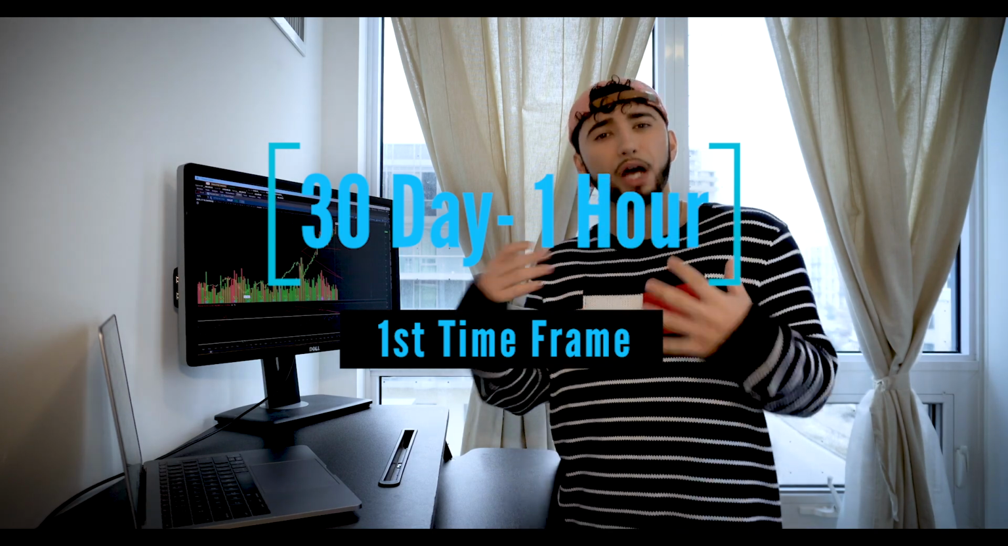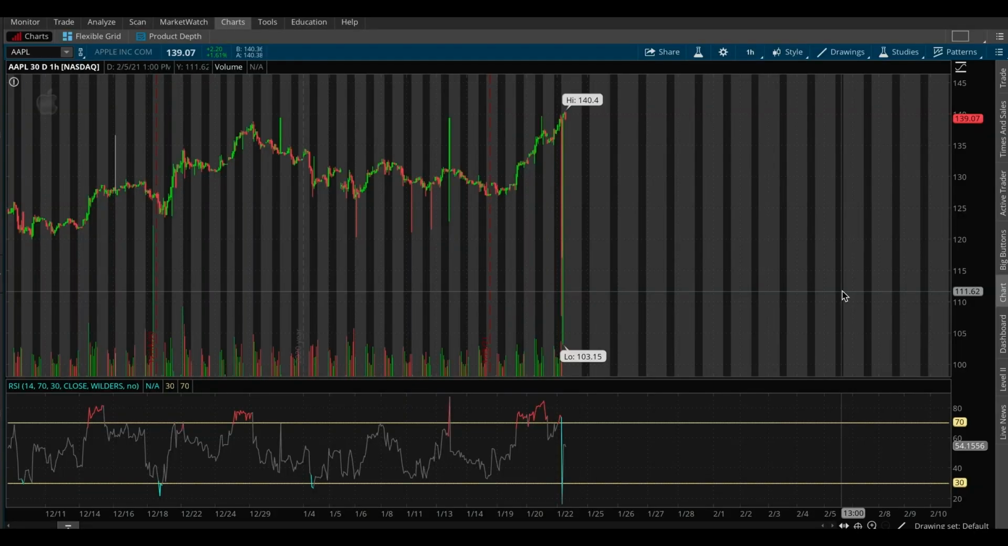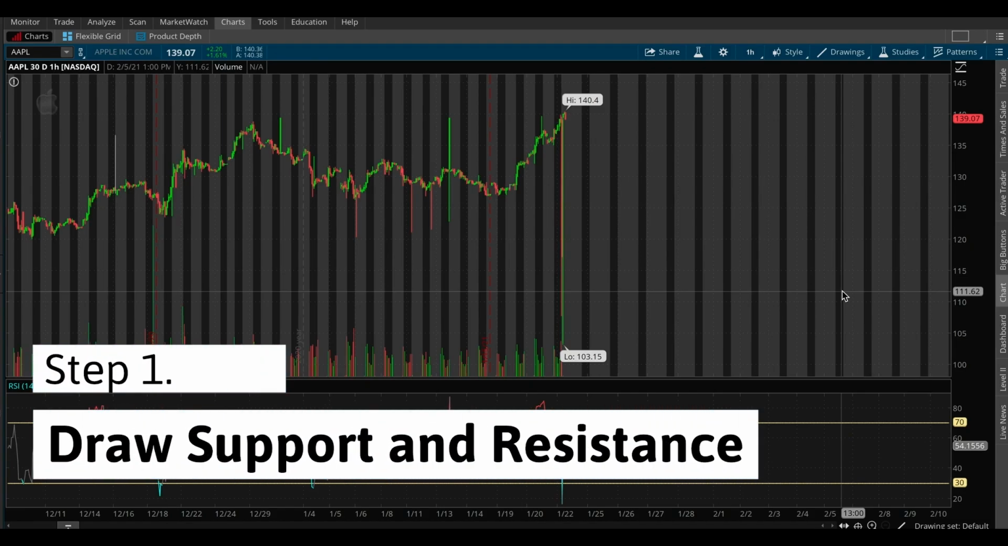This will show us the monthly trend with enough data points to show us any particular levels of interest. Let's look at an example. Here we are on Apple stock. I'm on the 30-day, 1-hour chart. I will first draw my support and resistance lines.